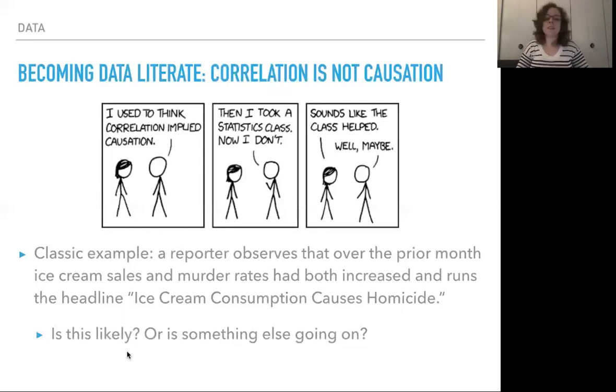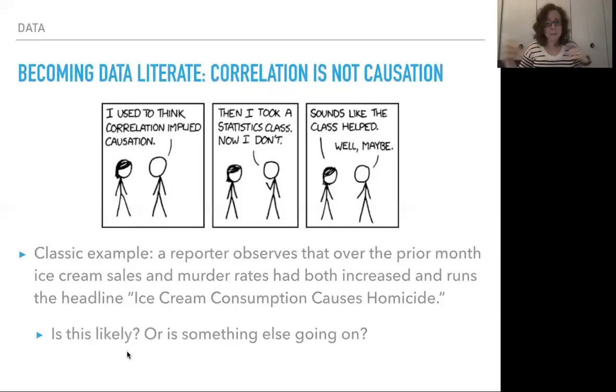A reporter observes that over the prior month, ice cream sales and murder rates had both increased. So he runs the headline, "Ice cream consumption causes homicide." Probably pretty unlikely, right? Now, he was correct. Ice cream sales and murder rates do tend to be correlated, right? They go up at the same time, they go down at the same time. But it doesn't seem likely that you go out and have a Mr. Softy and now you just have to murder someone, right? Seems pretty odd.